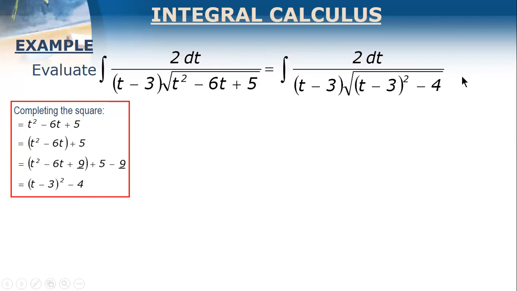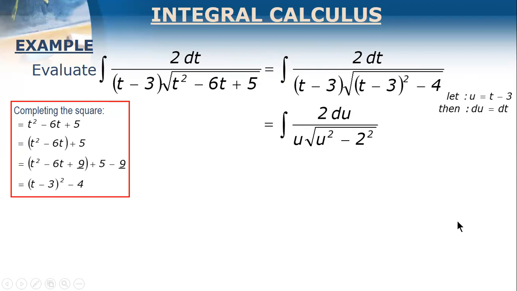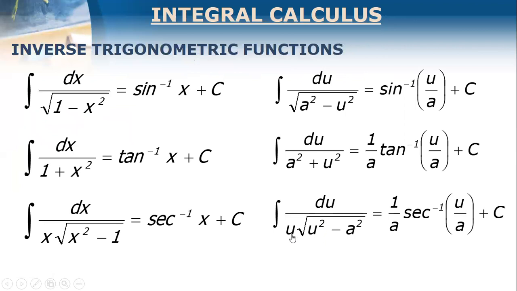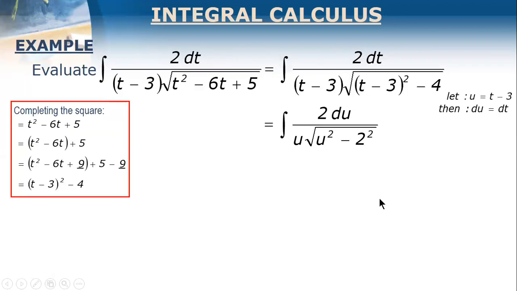And so this will now fit the arcsecant form. This will be our u. So let u equal t minus 3, du is just dt. So this is the result: 2 du over u times the square root of u squared minus 2 squared. So the form is this. The antiderivative is 1 over a arcsecant of u over a.